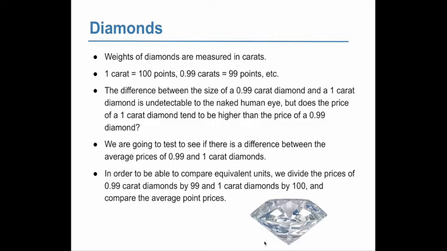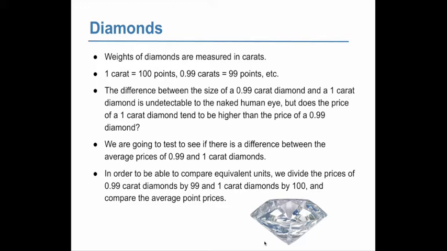So, an example here, weights of diamonds are measured in carats. 1 carat is 100 points. So 0.99 carats is 99 points, etc. The difference between the size of a 0.99 carat diamond and a 1 carat diamond is undetectable to the naked human eye. But we want to know if the price of a 1 carat diamond tends to be higher than the price of a 0.99 carat diamond.